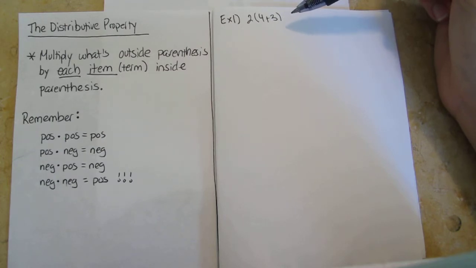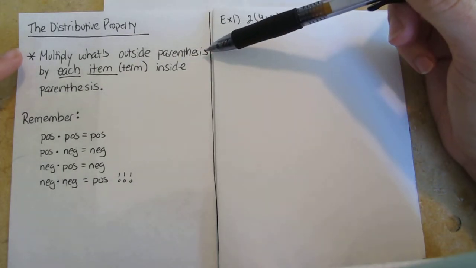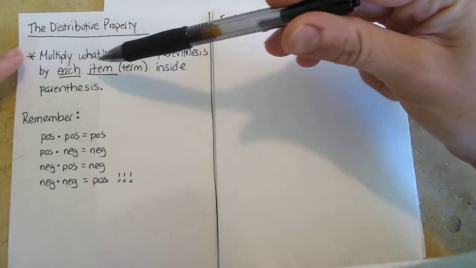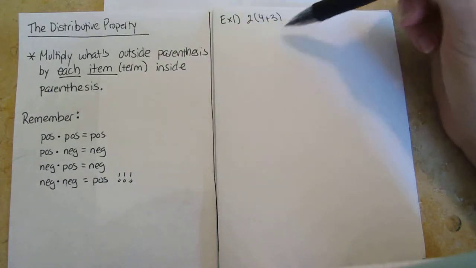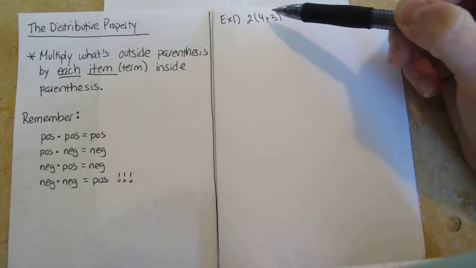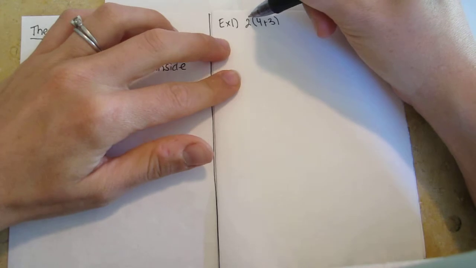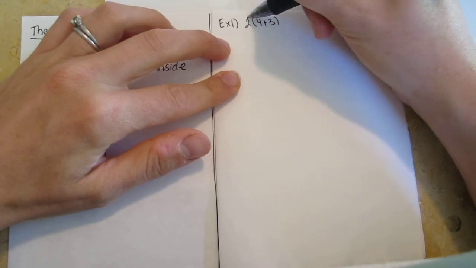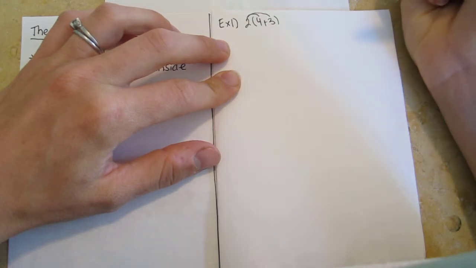But the distributive property is a different way to simplify expressions that look like this. So the distributive property says you multiply what's outside parentheses by each item or term inside parentheses. So for this example, the 2 is outside of parentheses, and the 4 and the 3 are inside. So the distributive property says, well, you can just do 2 times 4, and then you could do 2 times 3, put them together, and you'll get your answer.